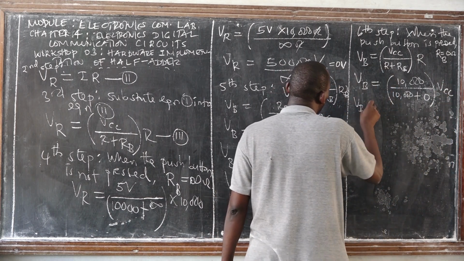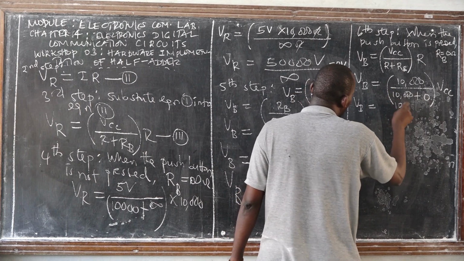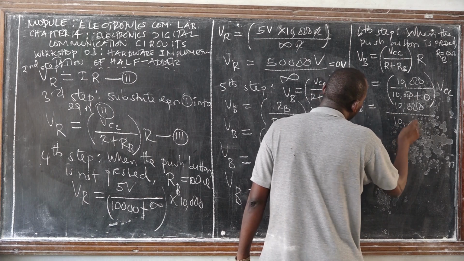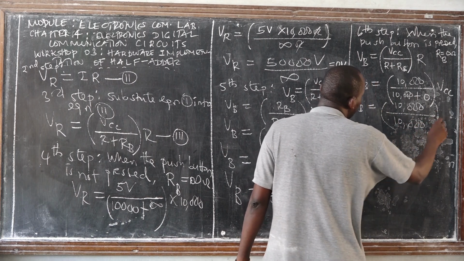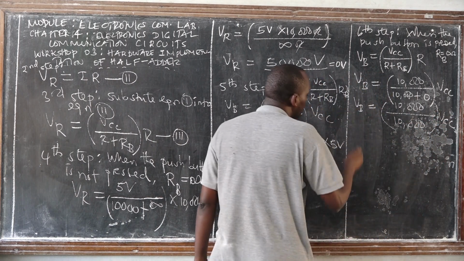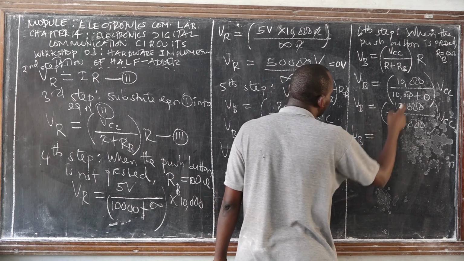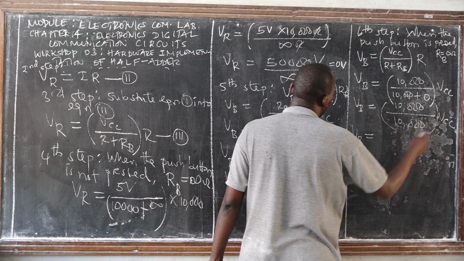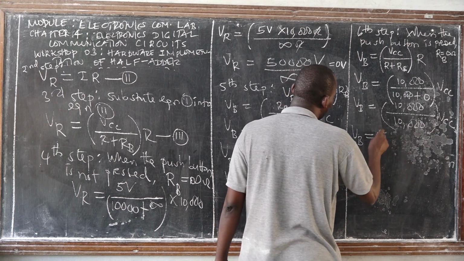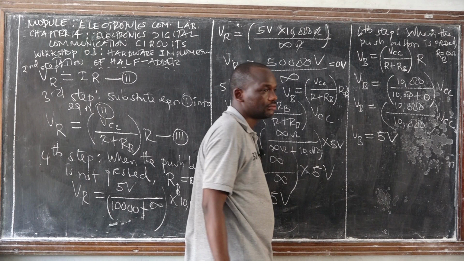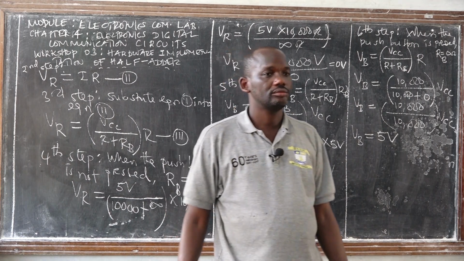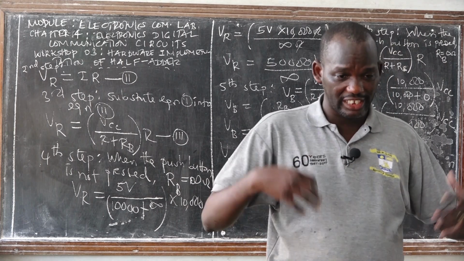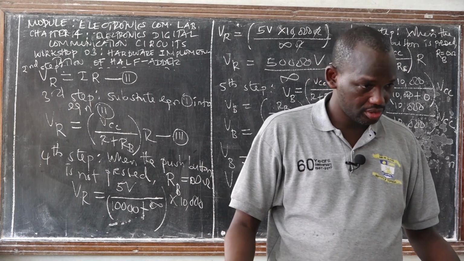So the voltage across the push button will be 10,000 divided by 10,000 times VCC. Then 10,000 over 10,000 is 1, which is equal to VCC. VCC is 5 volt. Are we together? In the previous workshop, I just mentioned these values. We didn't compute them.